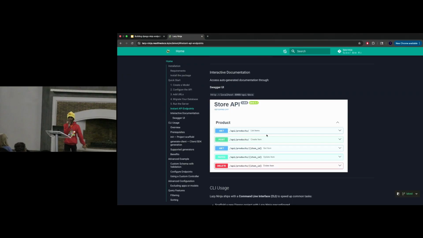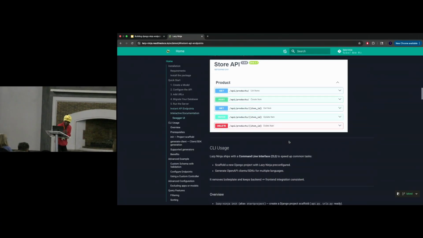So if you are lazy, like me, you just don't need to be writing all of that code. You just use Lazy Ninja, and then you have your endpoints using Django Ninja easily, just creating your Django objects, and then voila.